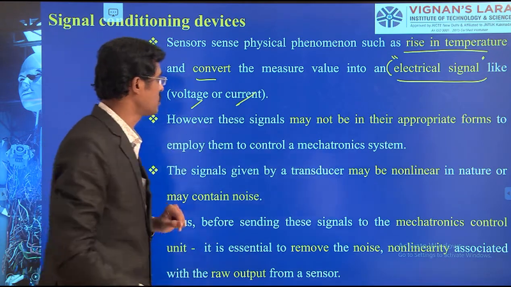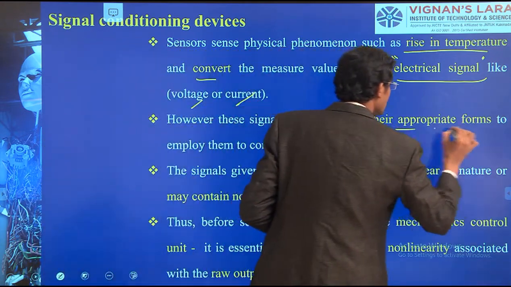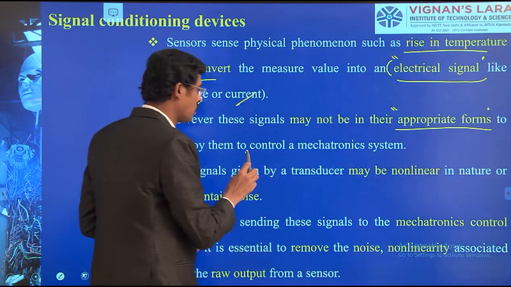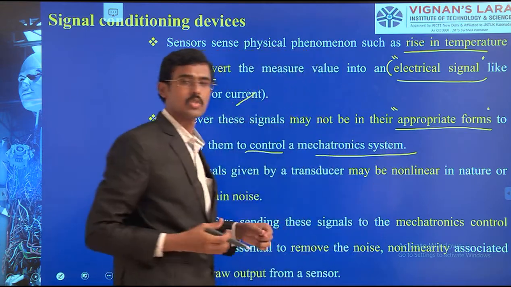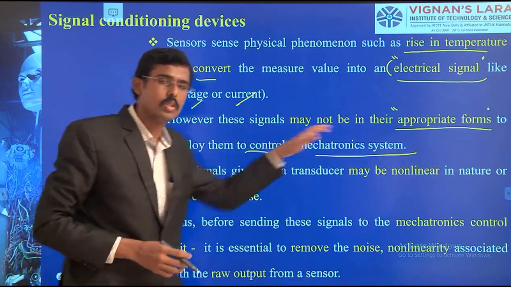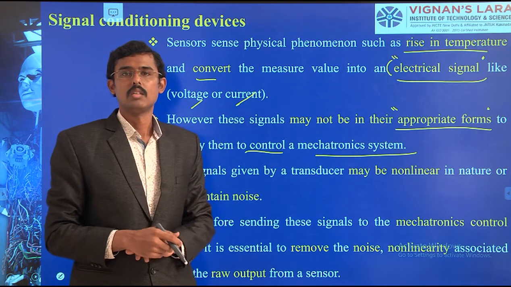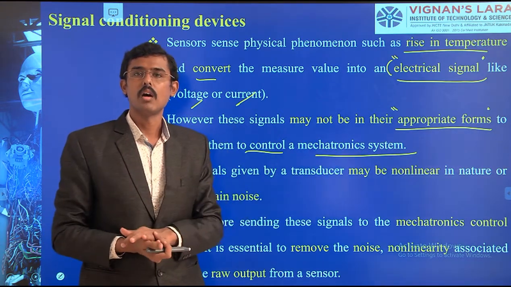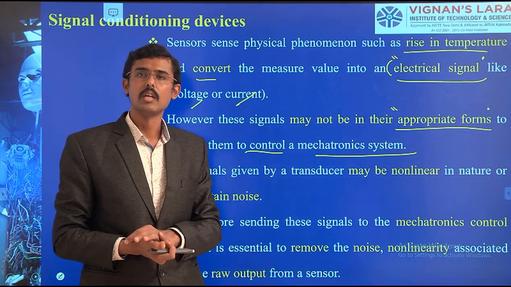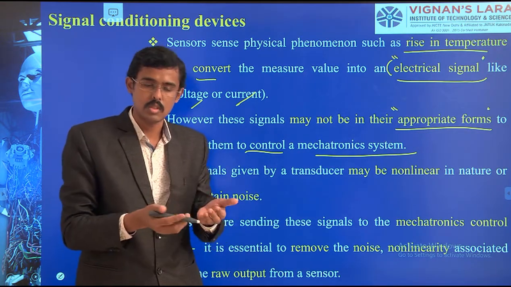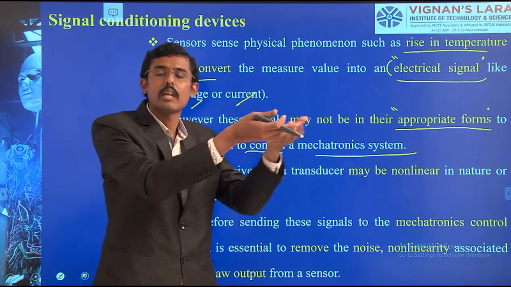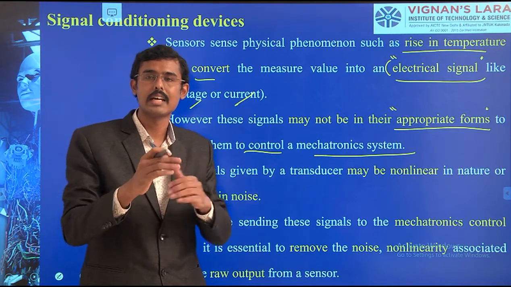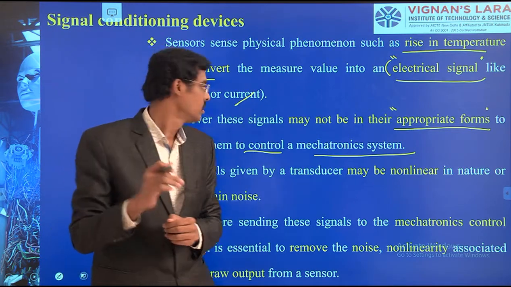However, the signals may not be in the appropriate form. What is this appropriate form? For employing them in controlling the mechatronics system, we should change from non-linearity to linearity. The signals that we are obtaining will be in a non-linear format, or in a low amplitude format. In such cases we should increase wherever it is required, or decrease wherever we need. This process is done by the signal conditioning devices.